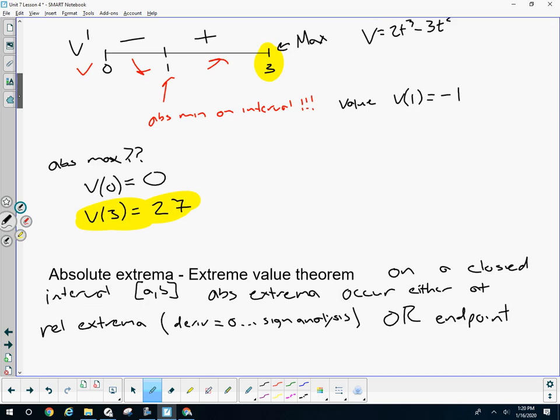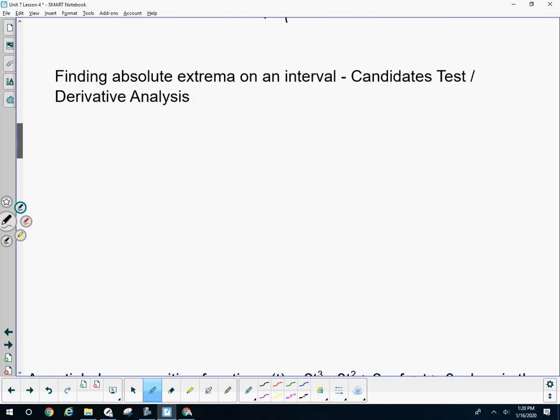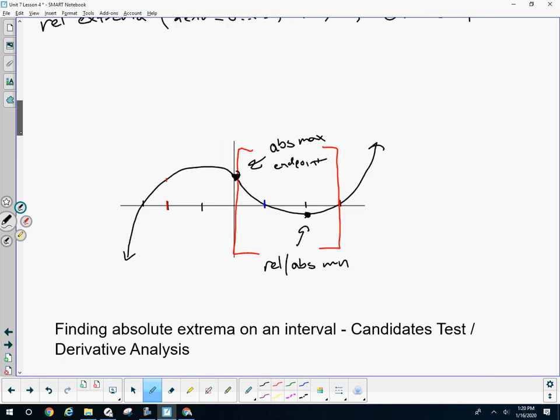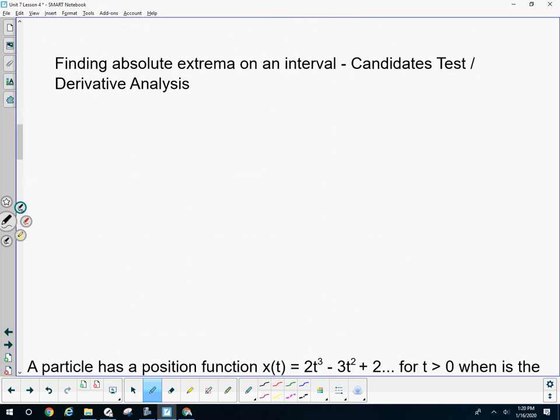Okay? Here's the candidates test. If you're asked to find absolute extrema, you're going to take the derivative and set it equal to 0. This whole process is finding the relative extrema.